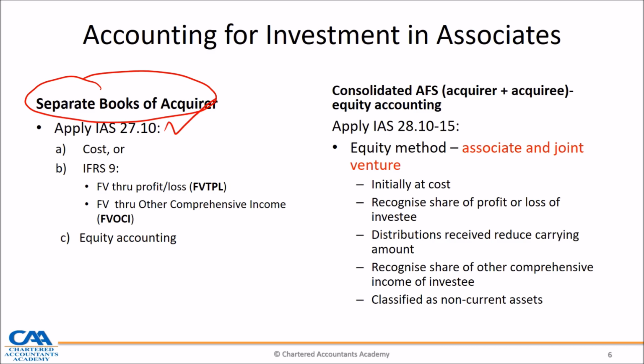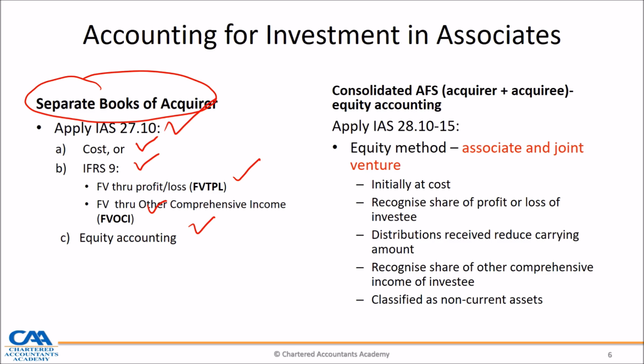So IAS 27 paragraph 10 gives you the accounting models that you can use for investment in associates, investment in joint ventures, or investment in subsidiaries in the separate books. Basically, they say you can opt to account for investment at cost, or you can opt to account for your investment using IFRS 9, which is at fair value through profit and loss, or at fair value through other comprehensive income. That's your second option. And you've got a third option, which is you can actually use equity accounting in your separate books.